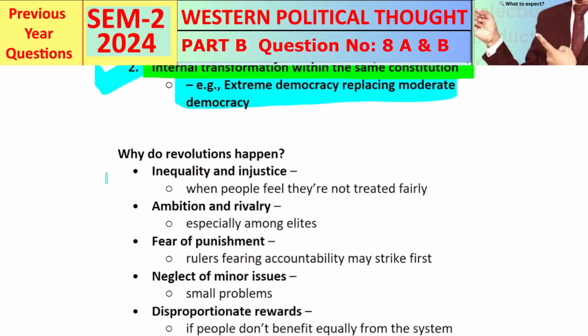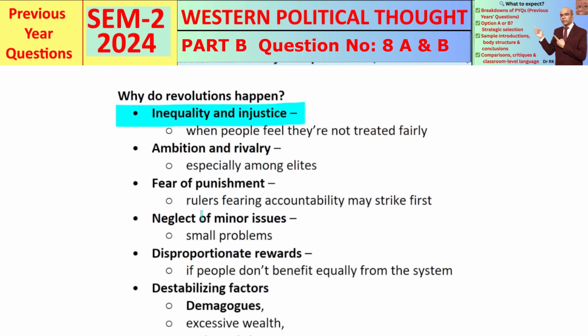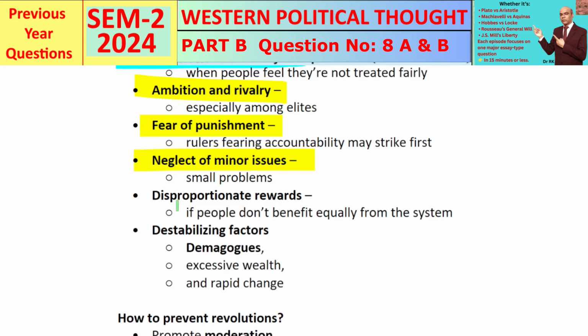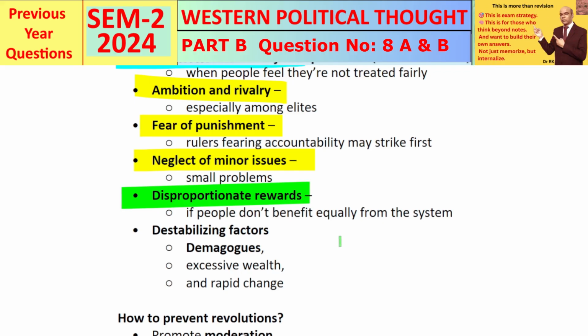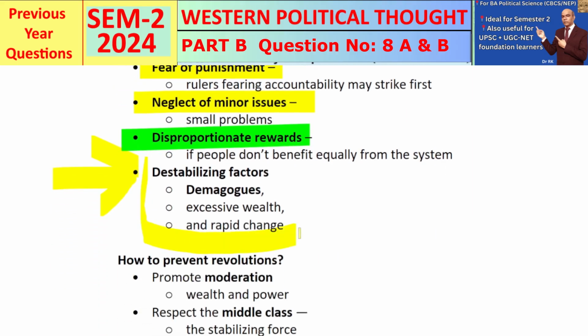But why do revolutions happen? Aristotle gives us several reasons, and these include inequality and injustice, when people feel they are not treated fairly, ambition and rivalry, especially among elites, then fear of punishment. Rulers, fearing accountability, may strike first, and then neglect of minor issues, like small problems, if ignored, become major uprisings. Disproportionate rewards, if people don't benefit equally from the system. So these are the reasons due to which revolutions happen. And once again, inequality and injustice, ambition and rivalry, fear of punishment, neglect of minor issues, and disproportionate rewards. He also believed that demagogues, excessive wealth, and rapid change often destabilize states.